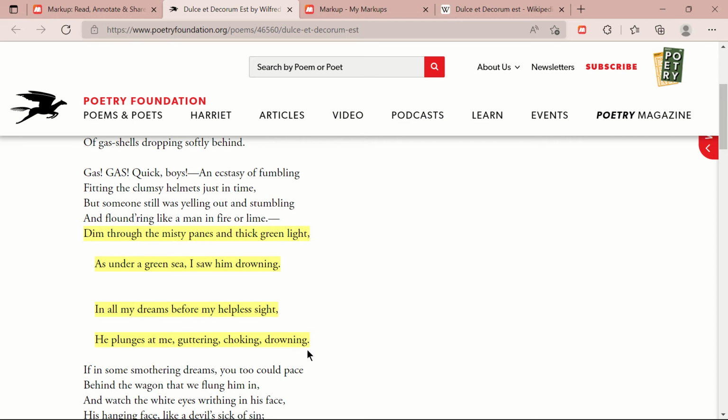This is a really important point in this poem because this is the moment where somebody dies.